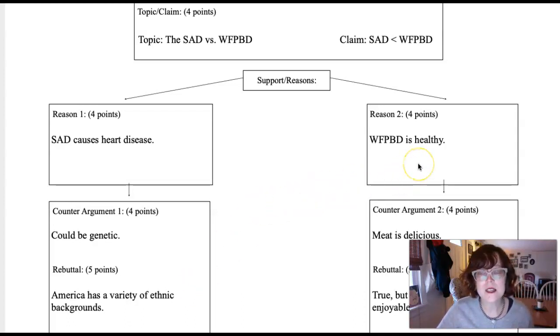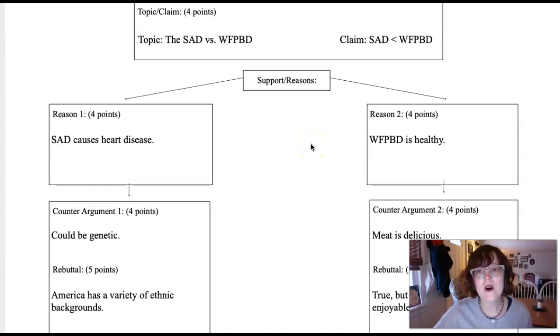So my other reason that I want to support Whole Foods plant-based diet is that Whole Foods plant-based is healthier. And people would say that, well, meat is delicious. Nobody's arguing that meat isn't delicious, but Whole Foods plant-based diet can be just as delicious if you just learn how to cook it with vegetables. So that would be my argument. That's what I'm sketching out.